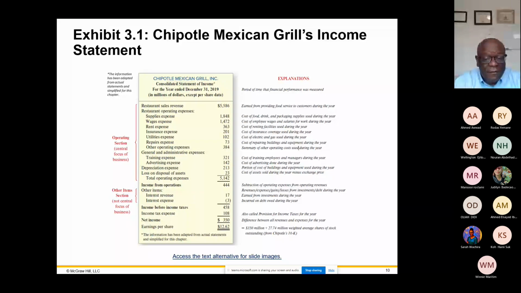And then from there, we arrive at what we call income before income tax. Income before income tax.